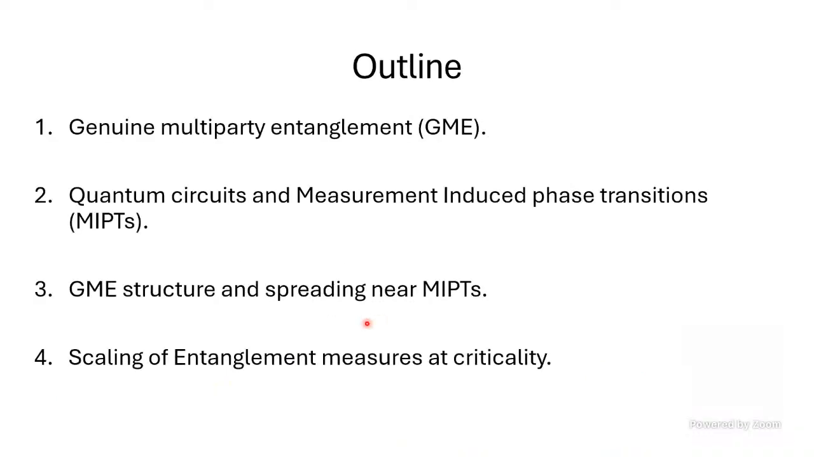Okay. All right, so the outline for today is I first want to introduce what multipartite entanglement is, or genuine multipartite entanglement. And also, just to preface before, if there are any questions or something's unclear, just let me know. I know it's a little awkward through Zoom, but we'll try our best. After we talk about this multipartite entanglement, I will then discuss briefly quantum circuits and just what the measurement-induced phase transition is itself. And then I would like to explore this transition through GME, this multipartite entanglement, and how it spreads and behaves in the vicinity of the critical point. And if time permits, I'd also like to talk about the scaling of our entanglement measures at criticality.